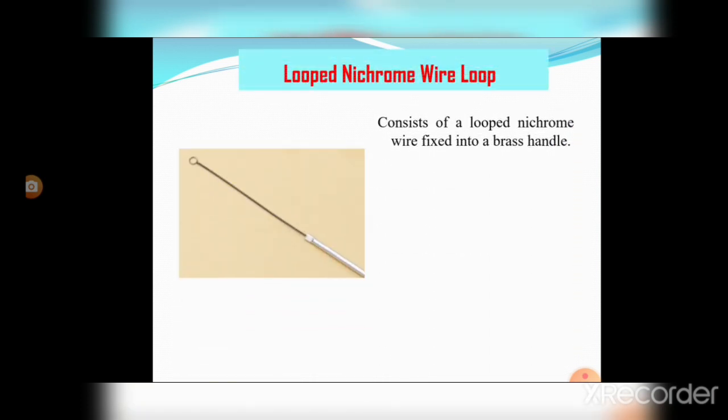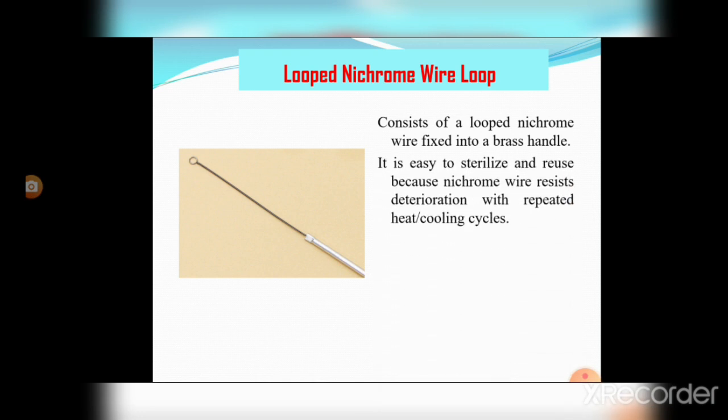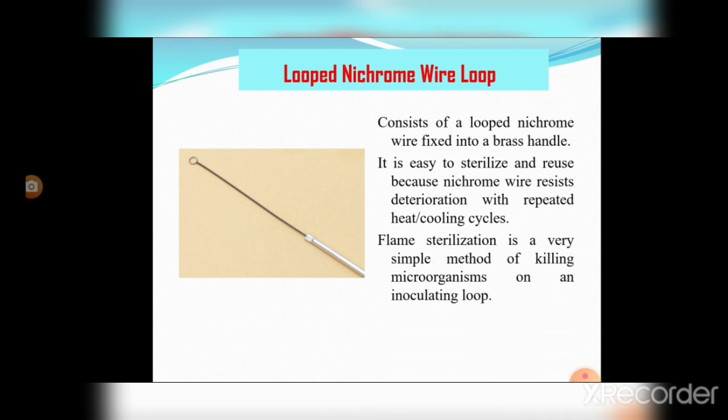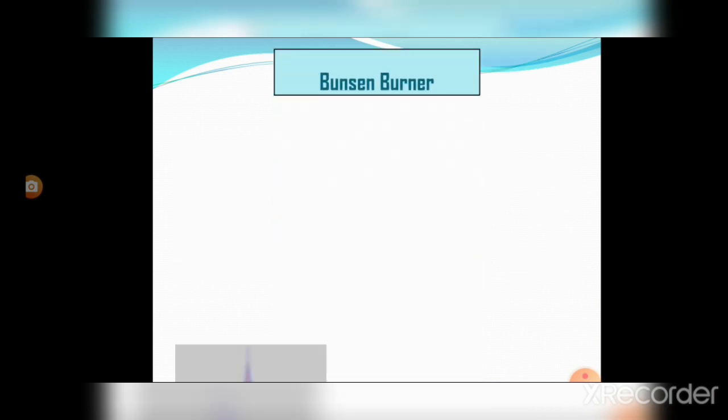Next, the nichrome wire loop. A nichrome wire loop consists of looped nichrome wire which is fixed into a brass handle. It is easy to sterilize and reuse because nichrome wire resists deterioration with repeated heating and cooling cycles. Flame sterilization is a very simple method for killing microorganisms on a nichrome wire loop. This wire loop is used to transfer microbial cultures from one culture to another culture.